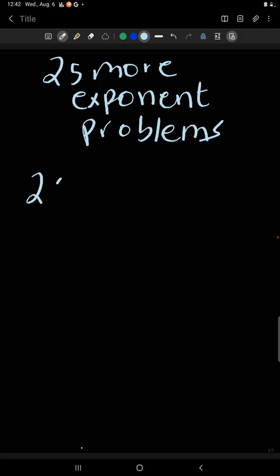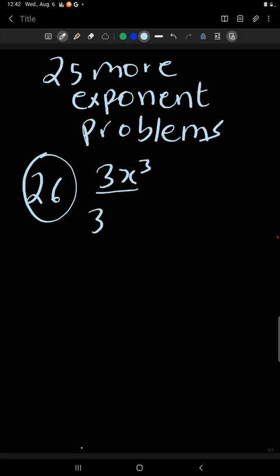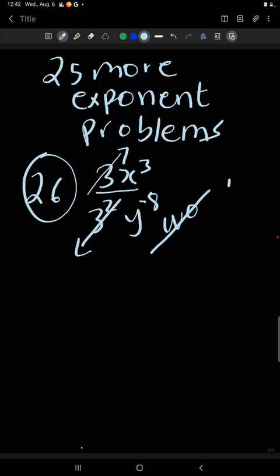So problem 26. Let's say we have 3x cubed divided by 3 squared y to the negative 8 w to the power 0. So first of all, w to the power 0, that's going to be 1. And then we notice that our 3 here is here and it's here as well. So this gives us 3 at the bottom.